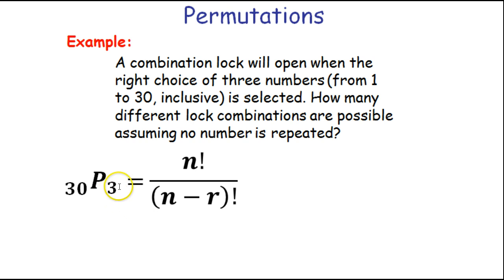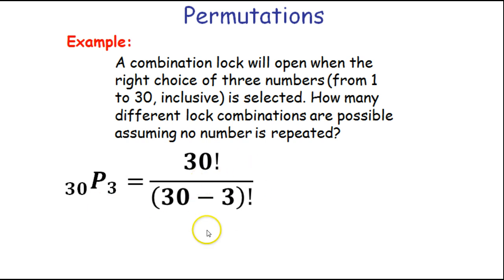We're going to choose 3 different numbers, because the right choice is 3 numbers, so that's our r value. Now that we have our n value and our r value, we're going to start filling those in. The n value is 30, the r value is 3. Now, you can type this into your calculator exactly as it appears right here.